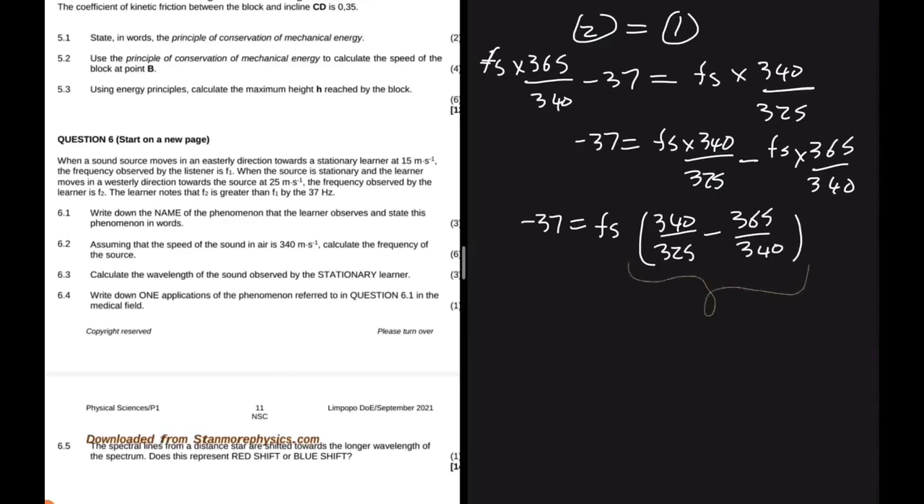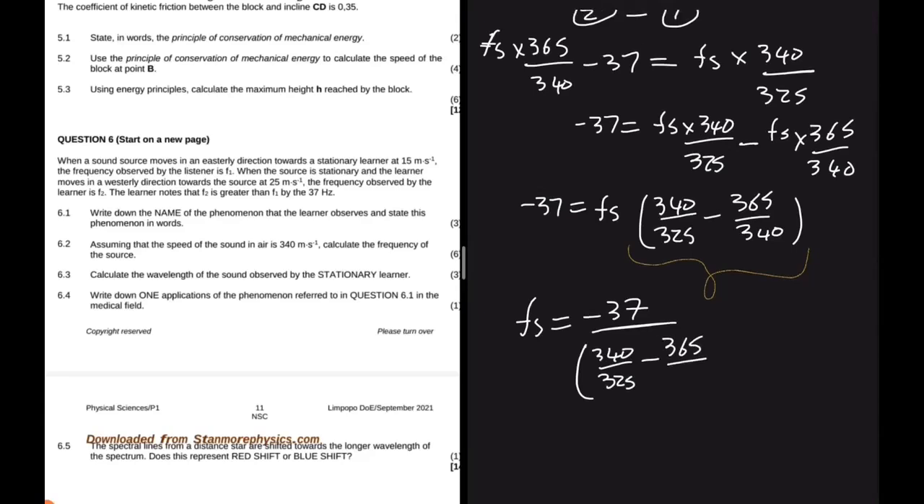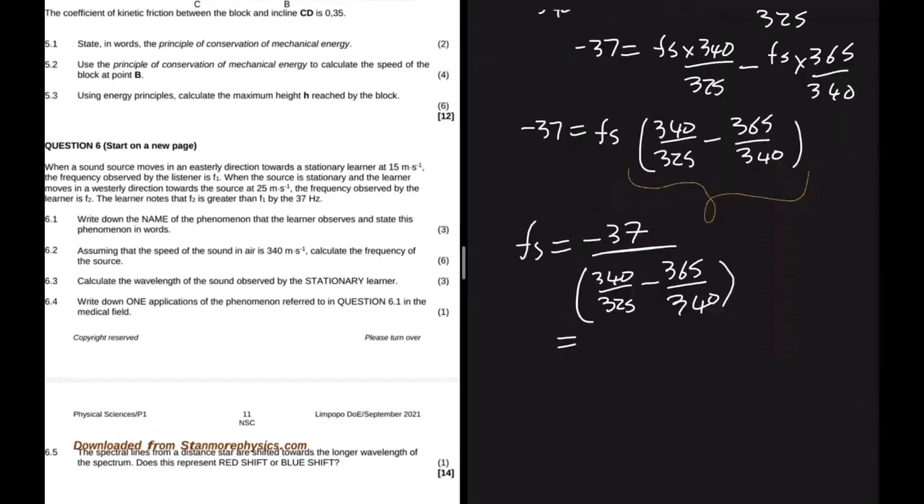And then from here we can divide both sides by this expression, right? And we get Fs equals minus 37 divided by the expression, which is 340 divided by 325 minus 365 divided by 340. If you put this in your calculator, you are supposed to get the value of Fs. When I punch that in my calculator, I'm getting 1351.57 hertz.